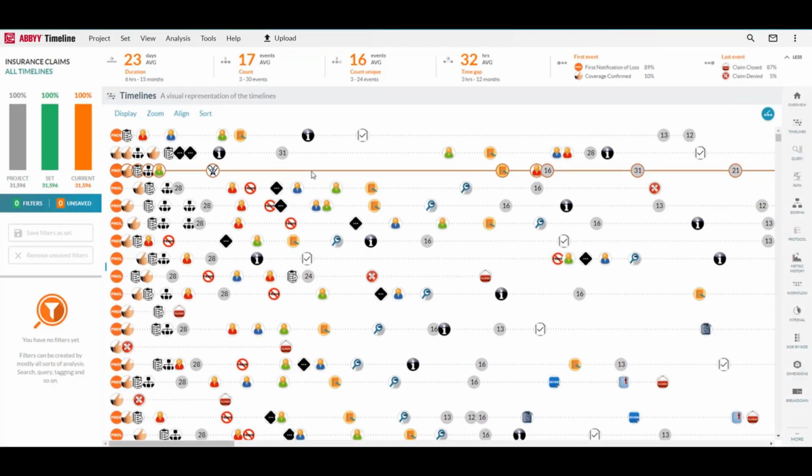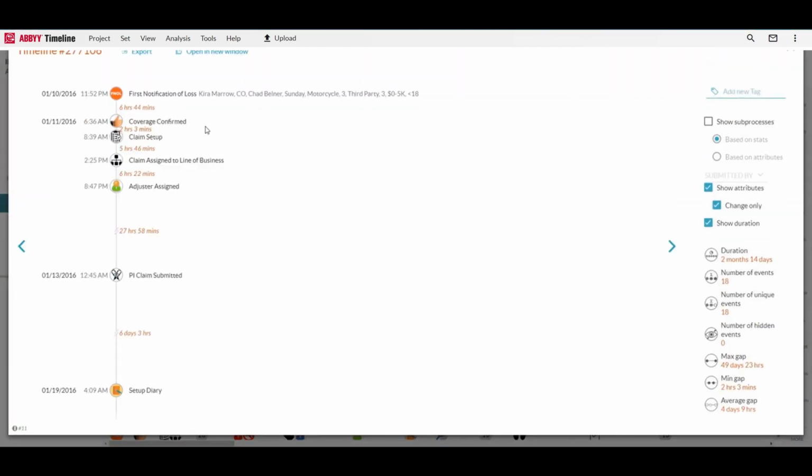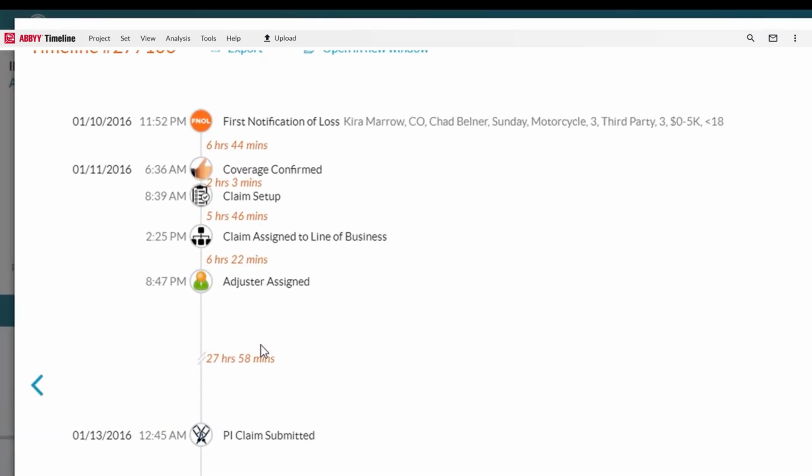So clicking on any one of these gives me much more detail as to what's happened with this specific claim, in what order, and at what time, along with those time gaps. This screen is showing me detail specific to timeline or claim number X.